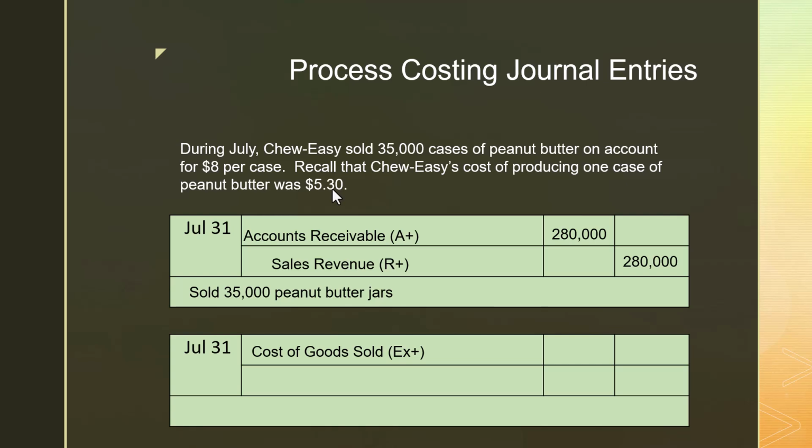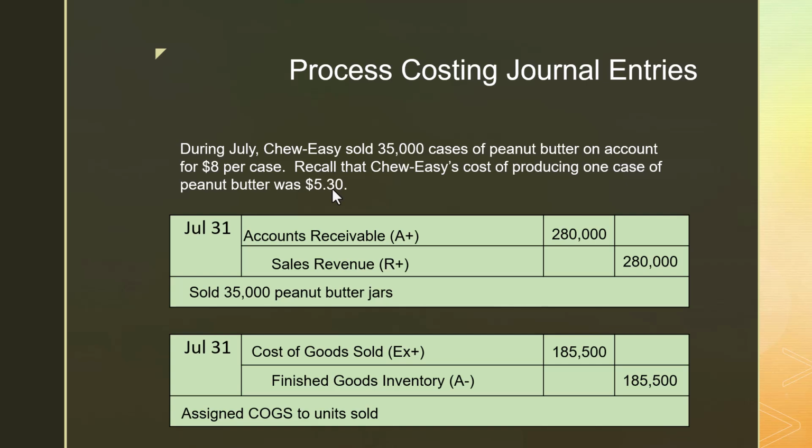So here, 35,000 cases at $5.30 a piece is $185,500, and we no longer have those finished, completed cases of peanut butter ready to be sold. So we need to reduce our finished goods inventory account by that same amount of $185,500, and that's the journal entry to assign COGS to our books for the units that we sold.